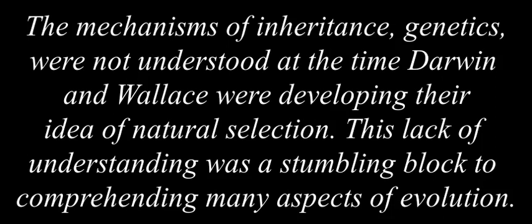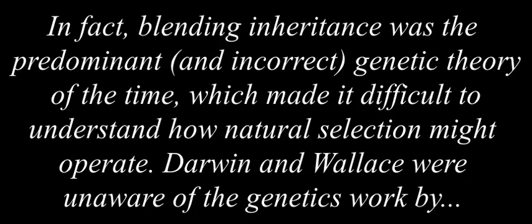The modern synthesis. The mechanisms of inheritance, genetics, were not understood at the time Darwin and Wallace were developing their idea of natural selection. This lack of understanding was a stumbling block to comprehending many aspects of evolution. In fact, blending inheritance was the predominant and incorrect genetic theory of the time, which made it difficult to understand how natural selection might operate.